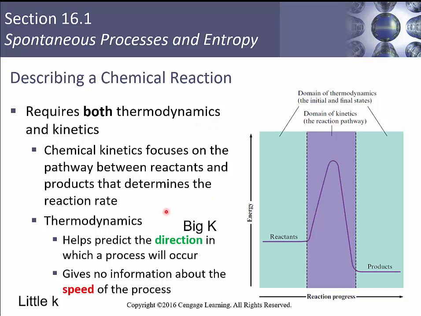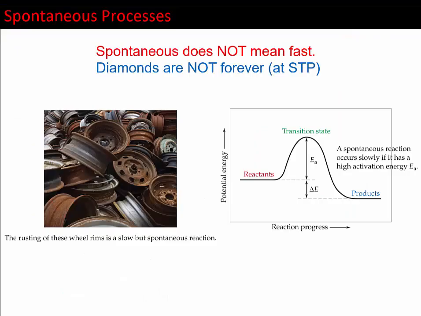Right, so our thermodynamics, because we're looking at products and reactants, that's our big K, that's equilibrium. It's going to tell us and help us predict the direction in which a particular process will occur. It doesn't tell us anything about the speed of the process, because that's kinetics, that's little k. So this little diagram here is going to tell you which is big K on the edges and which is little k on the inside. And they're both related to energy, right?